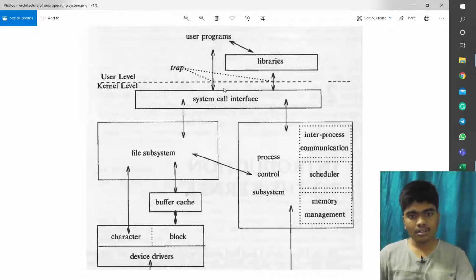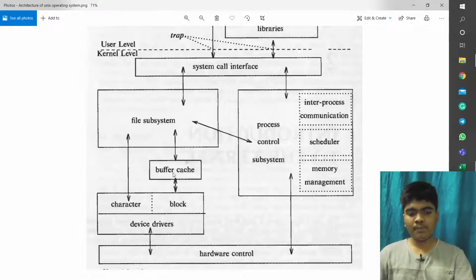If a user calls a system call directly, then it will search in the library and bring back the system call details from that library, and it will get into the file subsystem. In the file subsystem it will get into the buffer cache, and from the buffer cache to the device drivers. From the device drivers it will bring the required drivers which were needed for this particular process to be completed, and if the system thinks that these drivers are required for further purposes, then it will put them in the buffer cache.